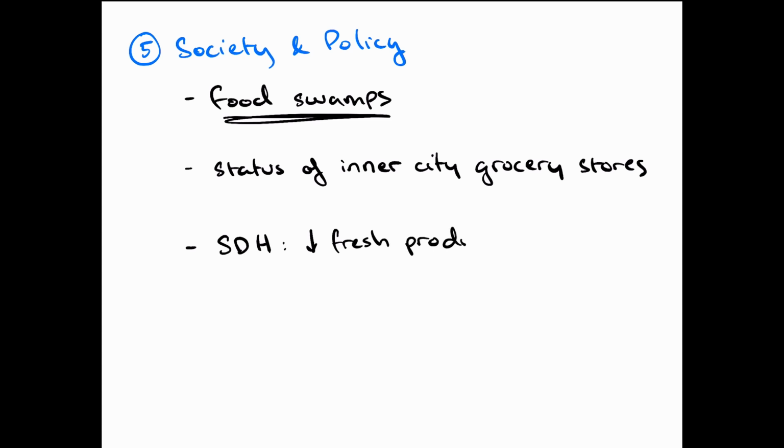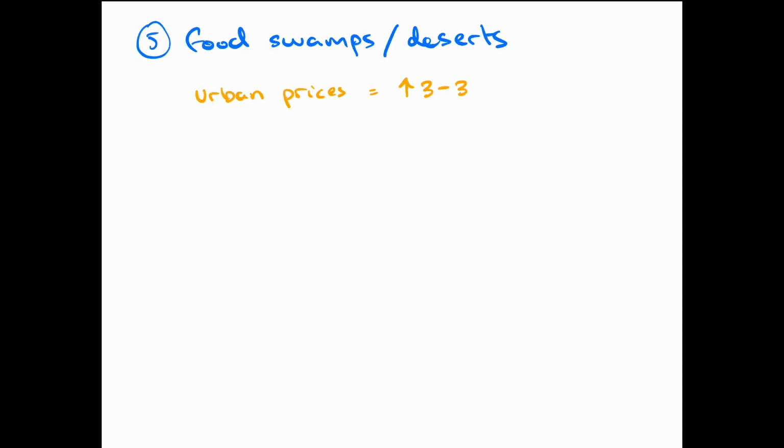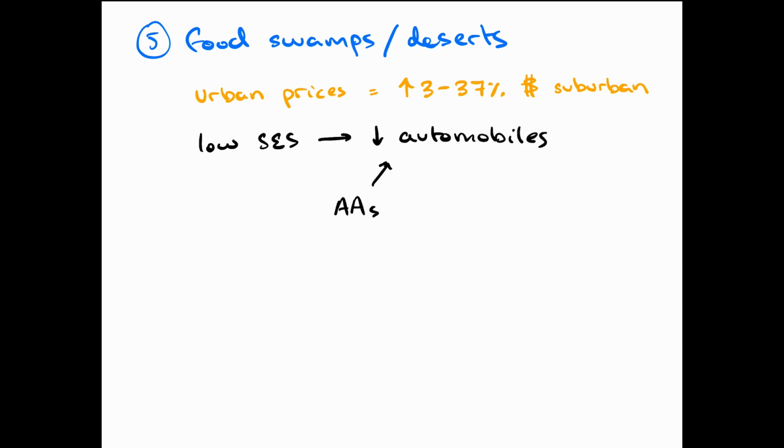There's a low availability of fresh produce and a high concentration of fast food outlets in these food swamps. When they're combined with few recreational opportunities, you can imagine why the lifestyle behaviors are suboptimal. To make matters worse, the price of groceries in urban areas is 3 to 37% more when compared to suburban residents. When you pair this with low socioeconomic populations, as well as African Americans having lower access to automobiles, it makes it more and more difficult for these individuals to achieve a healthy diet.